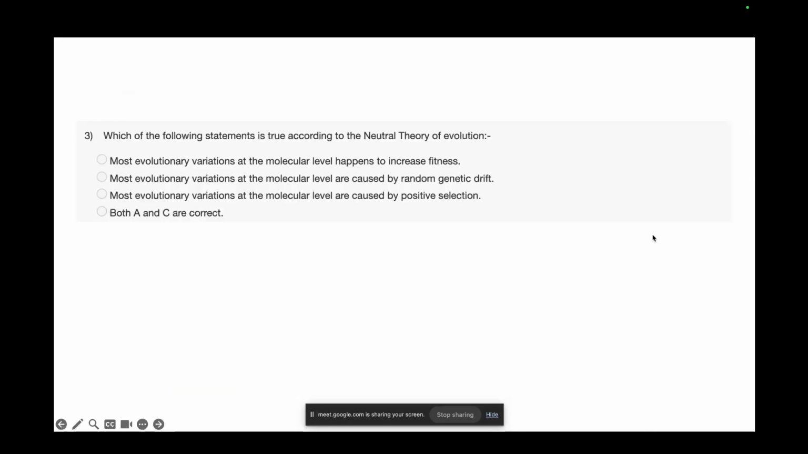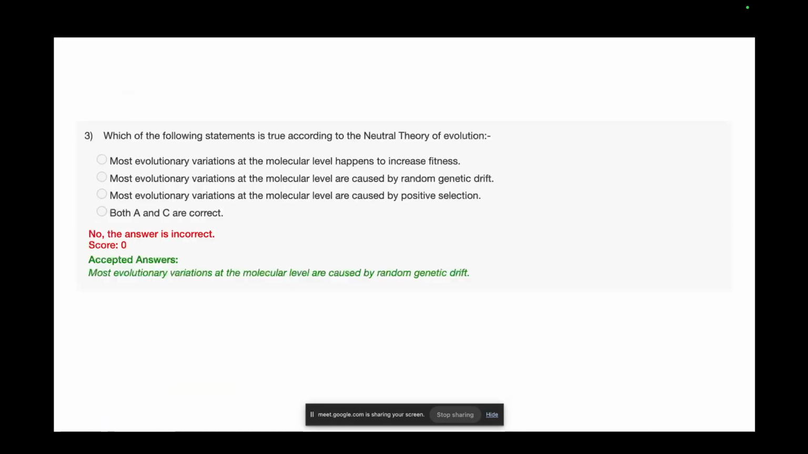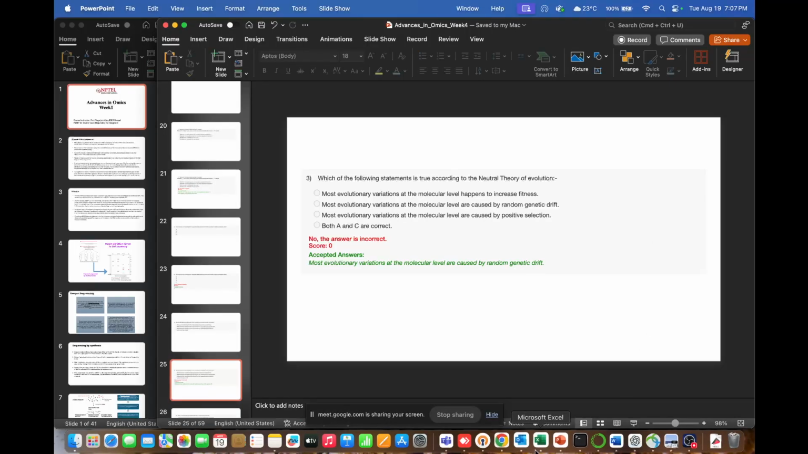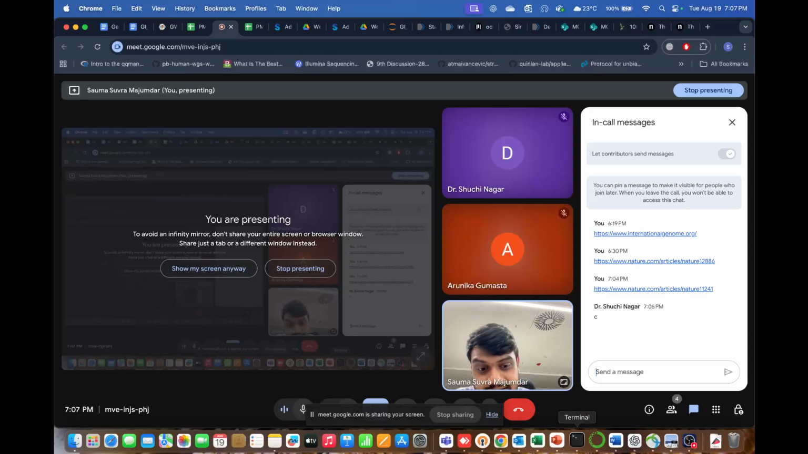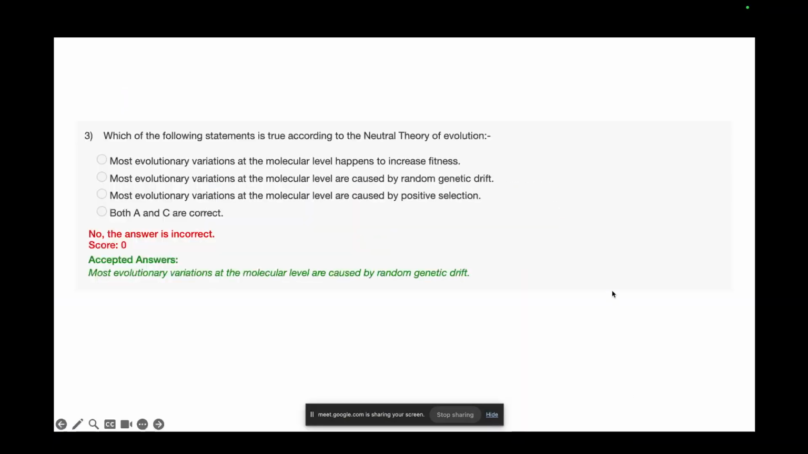Okay. Here the answer is basically C. You are correct. No, sorry, B. I think you said C. Yeah, C is not correct. B is correct. So, first option, most evolutionary variations at molecular level happen to increase fitness, which is not true. In some cases it can have deleterious effects, in most cases it will have deleterious effects. In some cases it will increase fitness, but mostly it will be neutral, right? So neutral is the maximum proportion of these variants. So the first option is wrong.